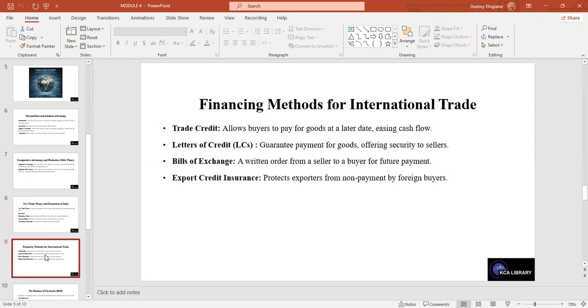Then we have financing methods for international trade. We have the first one, which is trade credits. This allows buyers to pay for goods at a later date, easing cash flow. We have letters of credit. A letter of credit guarantees payment for goods, offering security to sellers. Then we have bills of exchange. This is a written order from a seller to a buyer for future payments. Then we have export credit insurance. This protects exporters from non-payment by foreign buyers.